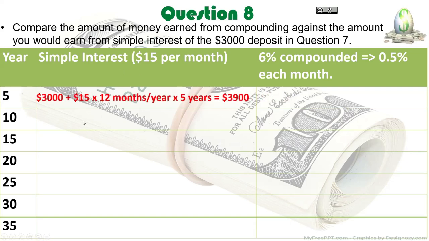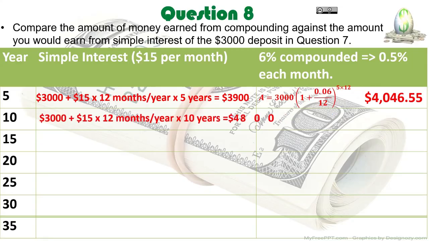So we found for simple interest, we have our $3,000 plus the $15 that we earn per month in simple interest times 12 months per year times 5 years, and we got $3,900. We found the accumulated amount when we used compound interest, and we plugged it into our formula, 3,000 bracket 1 plus 0.06 over 12 to the power of 5 times 12 gave us $4,446.55.